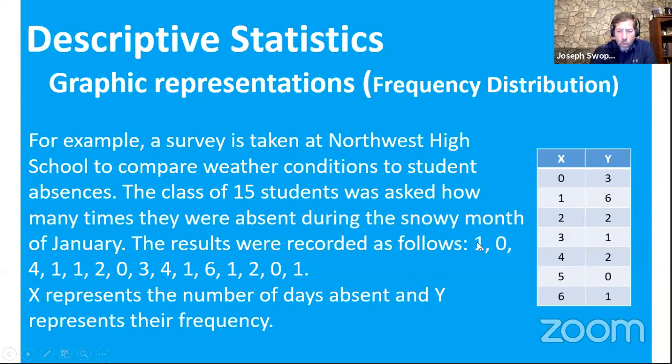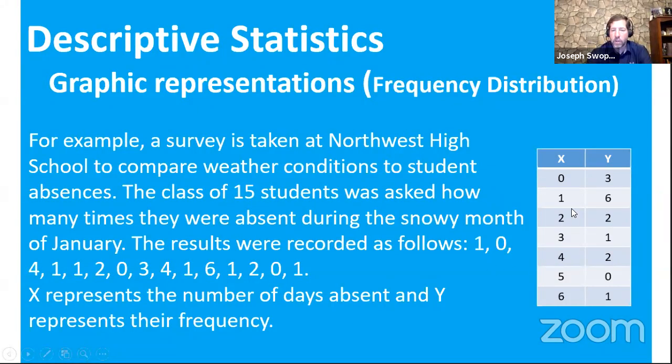Well, look, we have one person who missed 1 day, one person who missed 0 days, one person missed 4 days, another person only missed 1 day, another person missed 1 day, and I think you get the idea. So what we're looking at is 0 days absent, 3 people. 3 people didn't miss a day. Of 1 day, whether it's snow or not, remember, we can't ascribe causality. We have no idea why they were absent, whether it was snow or not, we just don't know. But of 1 day, 6 people. So I think this helps us out. 2 days, there were 2 people.